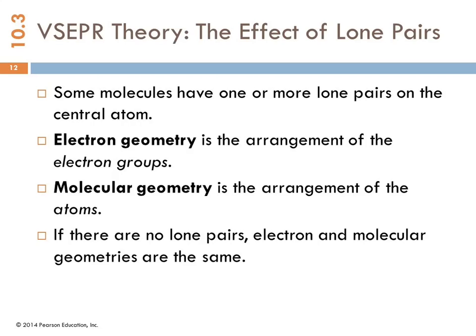So the way I think of it is I think about balloons, right? And you arrange the balloons based on your number of electron groups. And then if you have a lone pair, to do the molecular geometry, you say anything with a lone pair, that balloon's invisible. It's there. It's repulsive. But we can't see it. So when we take a picture of the molecule, we only see the visible balloons.